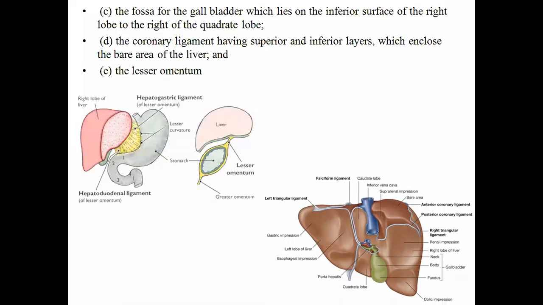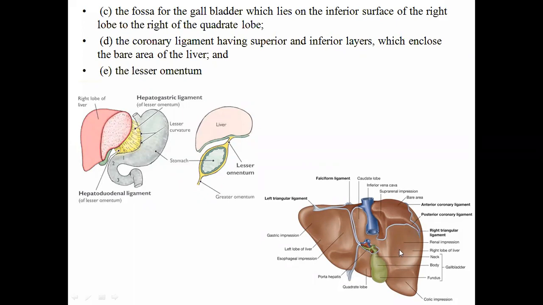Now again, a fossa for the gallbladder, which lies on the inferior surface of the right lobe, to the right of the quadrate lobe. Let's see how it is. Now here we can see that the peritoneum is covering the quadrate lobe and it also covers the gallbladder. What you are seeing here is the posterior surface of the gallbladder, but the anterior surface of the gallbladder is in close relation with the liver. So the peritoneum is not going to cover the surface of the gallbladder which is in contact with the liver. That means the peritoneum is covering the gallbladder and going right.